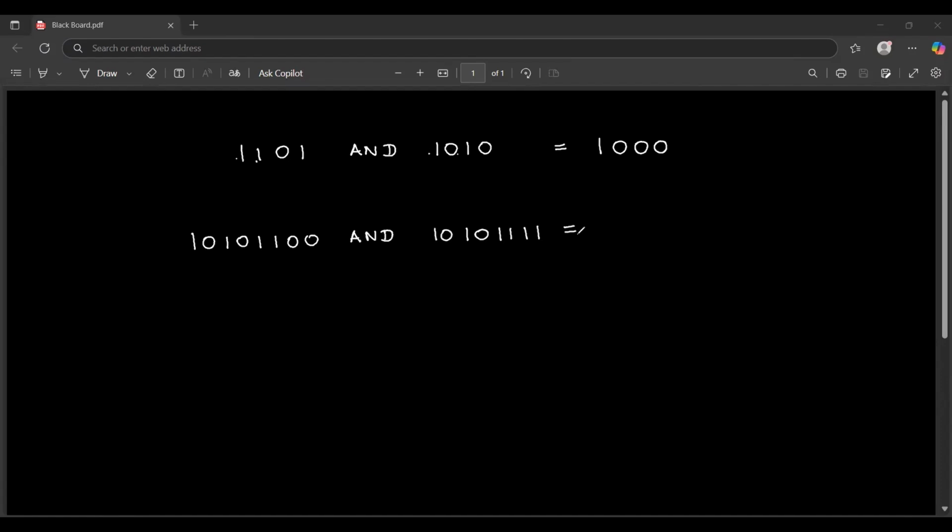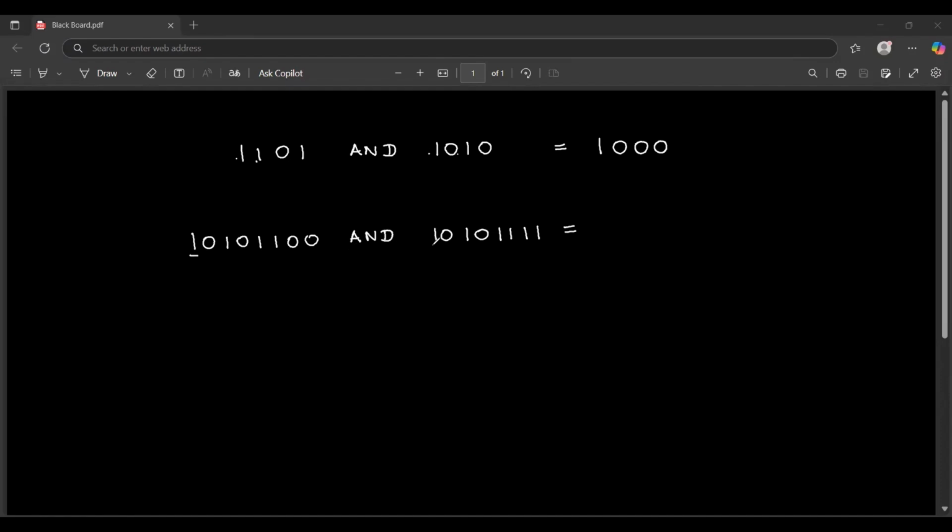Let's say we have 1101 and 1010. Well, the output will be 1 into 1 is 1, 1 into 0 is 0, 0 into 1 is 0, 0 into 1 is 0. So the output will be 1 0 0 0. Let's say we have something like 1 0 1 0 1 1 0 0 and 1 0 1 0 1 1 1 1. What will be the output?